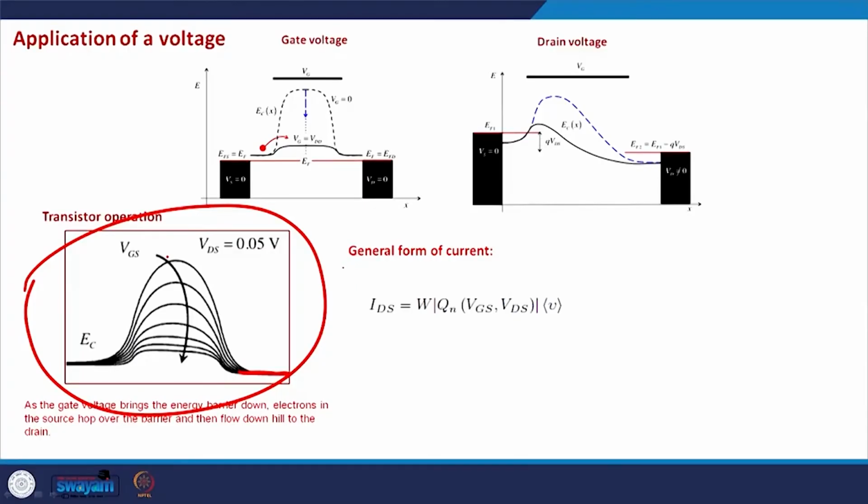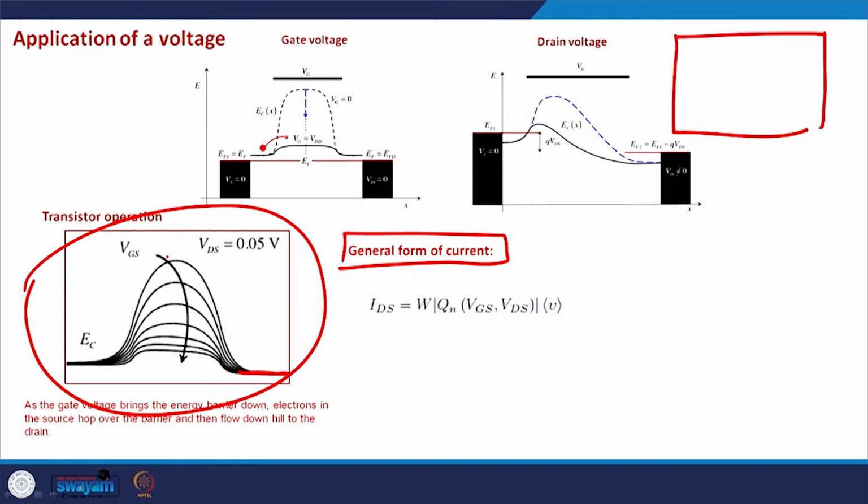So before going into the current expression, there is one more point that I want to remind you of: in conventional MOSFETs, generally we have a source, we have a drain, we have a small oxide here, and we have a gate here.